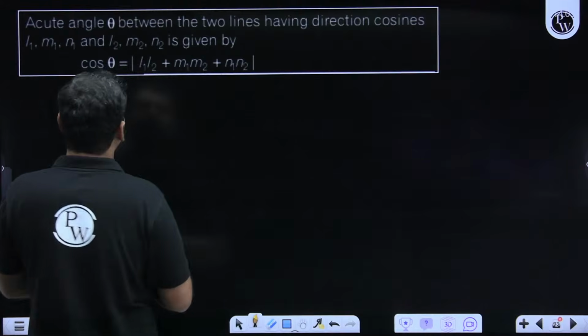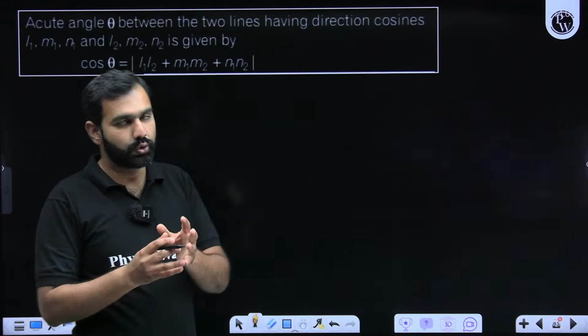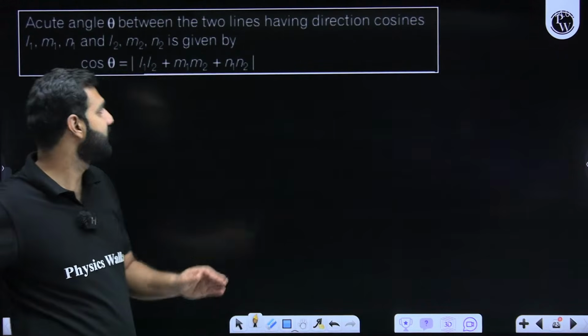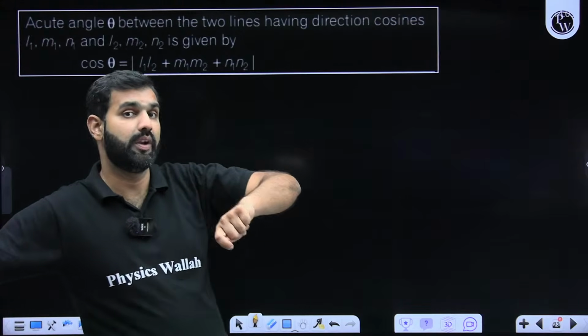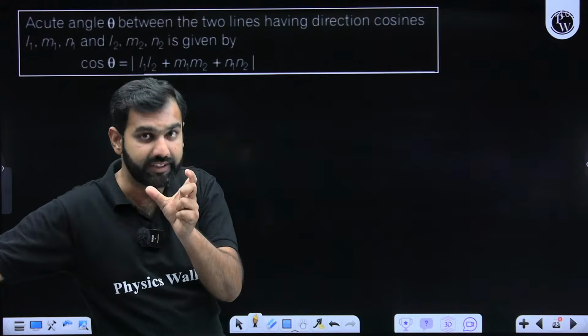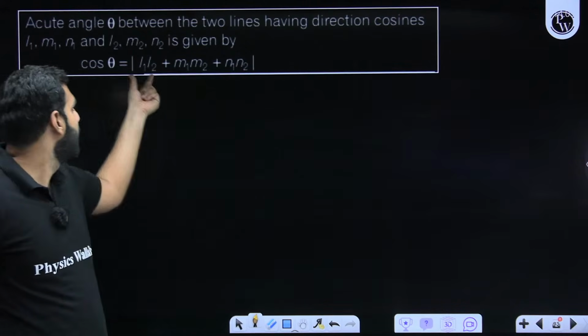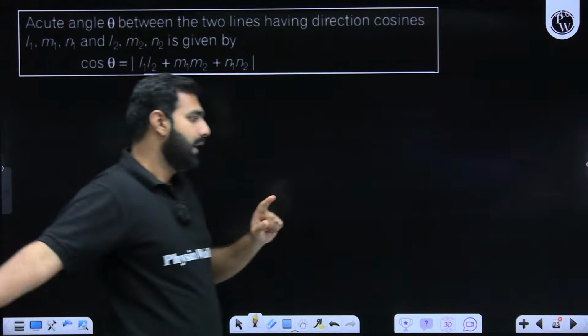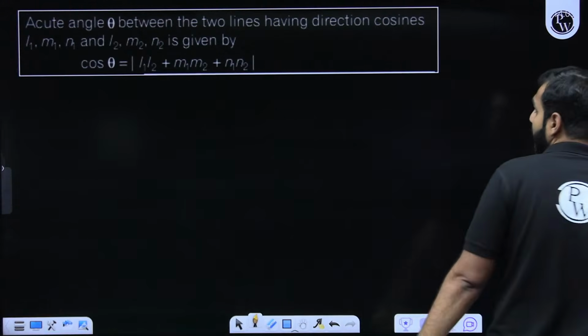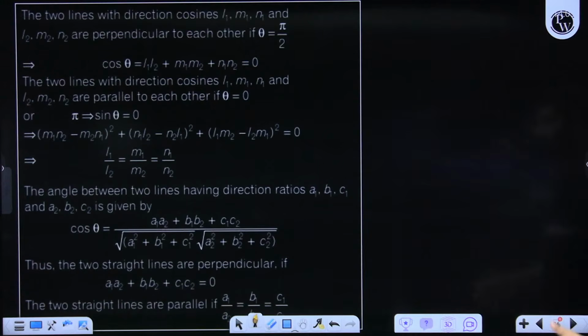Let's say I have two lines and those two lines have their own direction cosines, let's say L1, M1, N1 and L2, M2, N2. Then the angle between those two lines is given by modulus of cos theta equals modulus of L1 L2 plus M1 M2 plus N1 N2. Remember that. Had they been direction ratios, I wouldn't use the same formula. In that case, the formula will change a little.